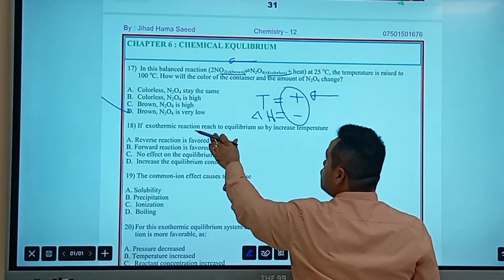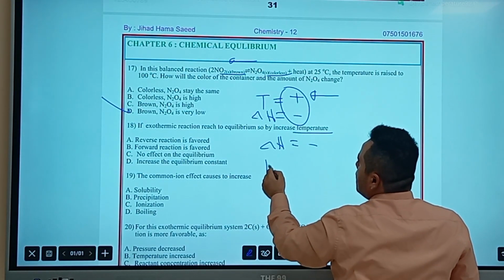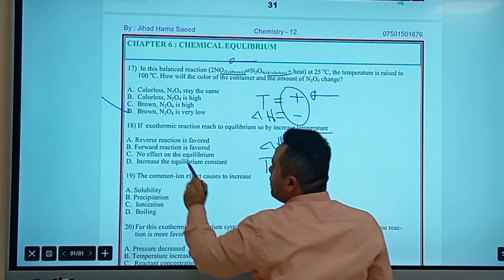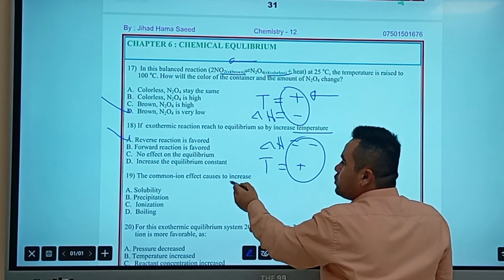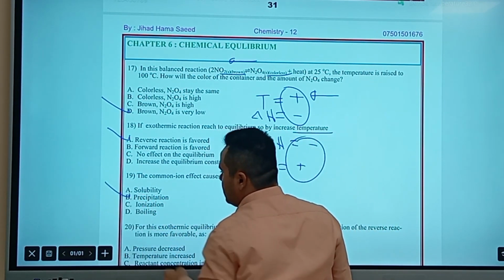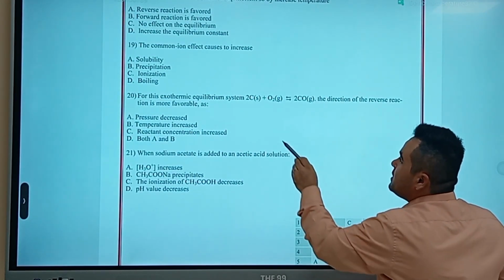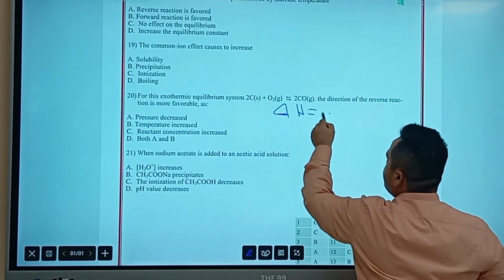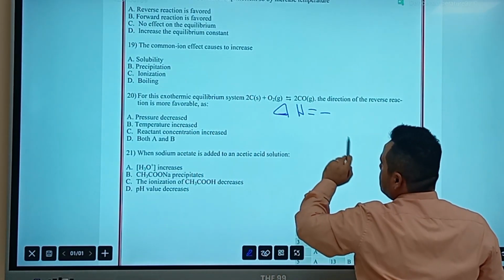If an exothermic reaction reaches equilibrium, then by increasing temperature, exothermic means negative, increasing temperature means positive, forward or reverse, the reverse reaction is favored. The common ion effect causes the precipitation to increase; this is the second time it appears in the ministerial exam. For this exothermic reaction, the delta H is negative. The direction of the reverse reaction is more favored.